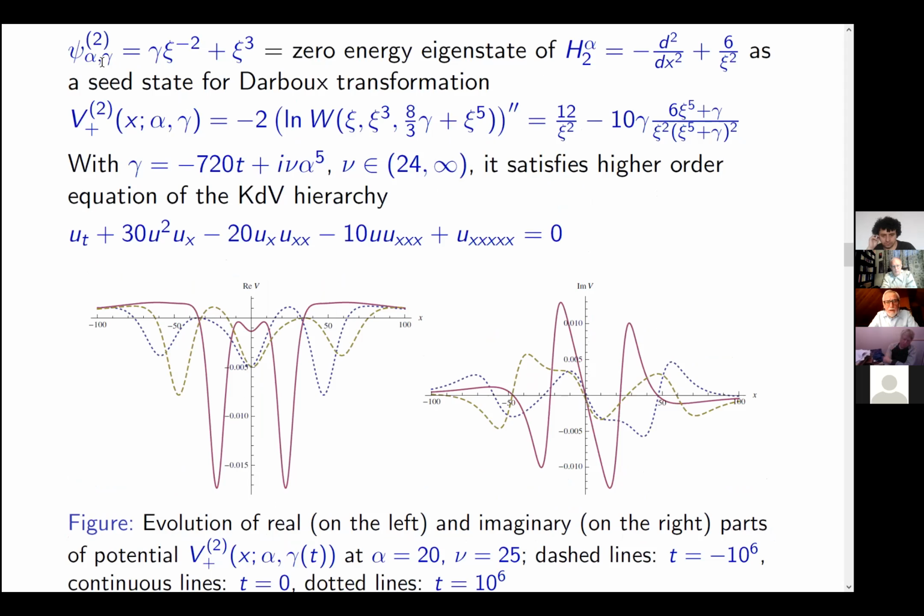And on this page, you see another example which corresponds to the potential which is almost isospectral to the next term in the Calogero family of the systems, and the indicated potential can be promoted to the solutions of the higher order equation of the Korteweg-de Vries hierarchy. And on these pictures, you see again the real and imaginary parts of this more complicated complex potential.